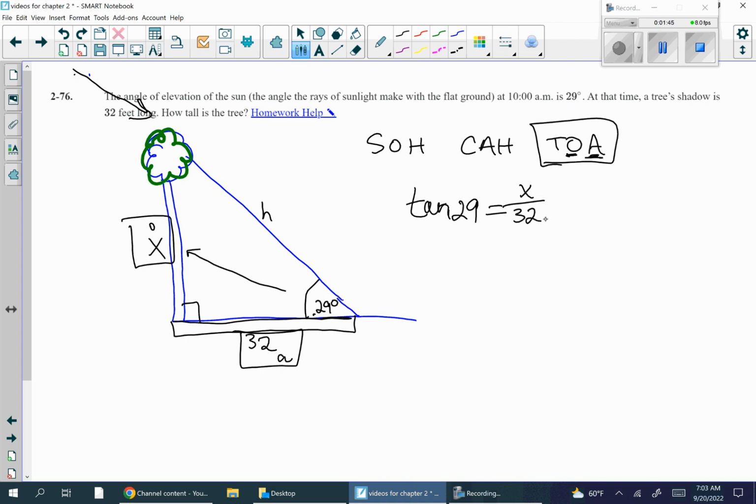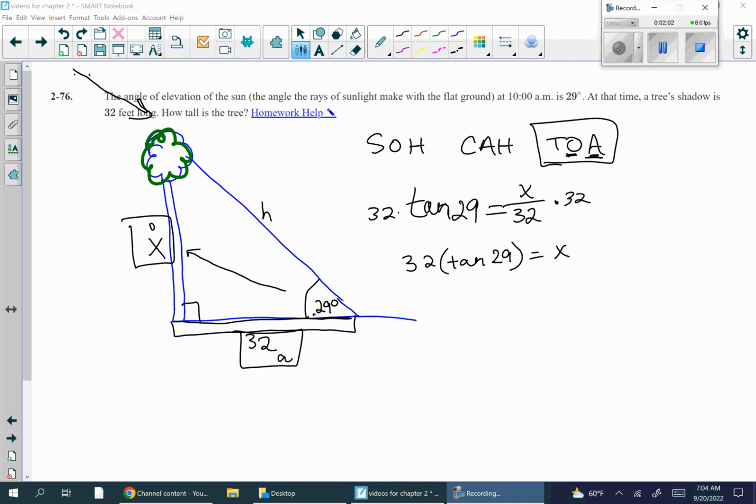Now it's just an equation to solve. All right, if I multiply both sides by 32, I can get it calculator ready at 32 times the tangent of 29. That's going to equal x. And we can just put that in our calculator.